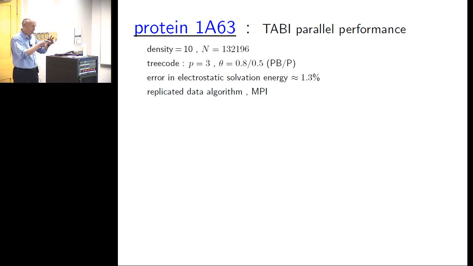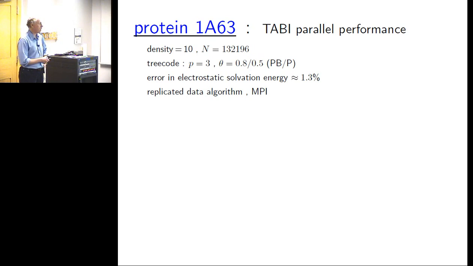So the entire discrete system is copied over on each processor. But each processor is only responsible for computing the sum due to a segment of the triangles. So it's the simplest parallel implementation that's possible.